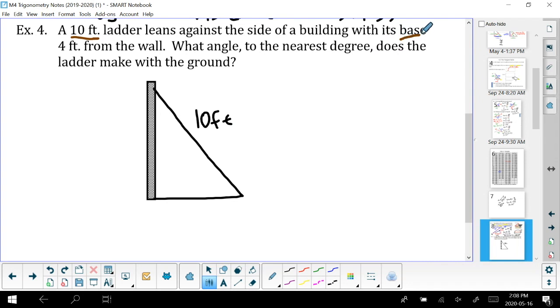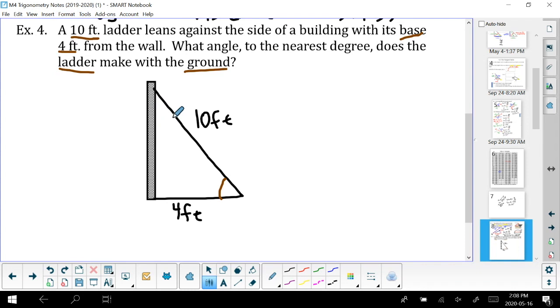And the base, or the bottom of the ladder, is 4 feet away from the wall. So we can label the bottom side of this triangle that we've now formed as 4 feet. What angle to the nearest degree does the ladder make with the ground? So we're looking from the ladder and the ground, so what we need to do is draw our angle right there. And the most confusing part about this question is probably making your diagram and then understanding exactly which angle we're looking at the rest of the triangle from.